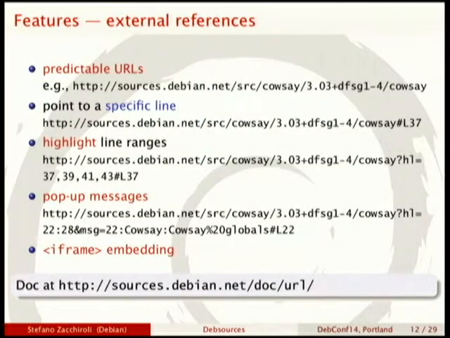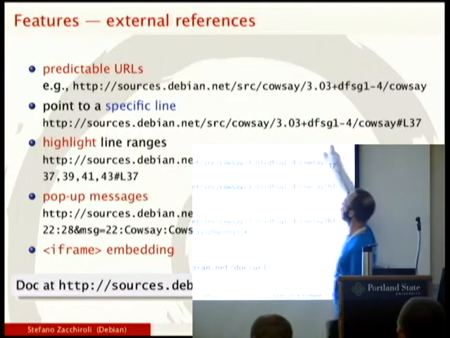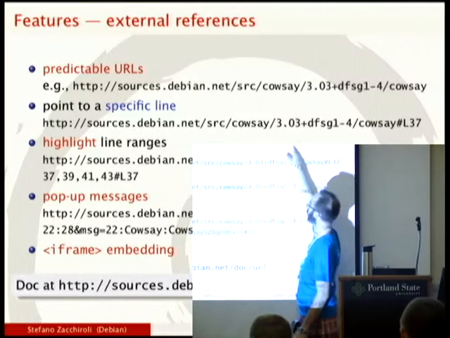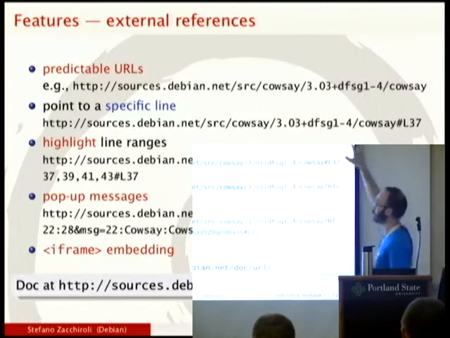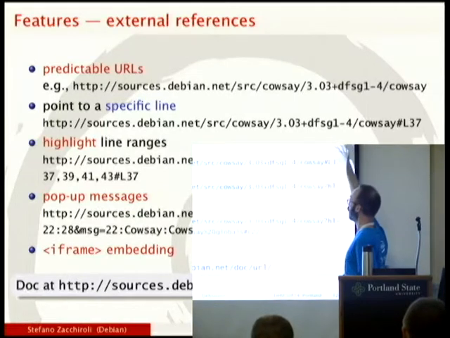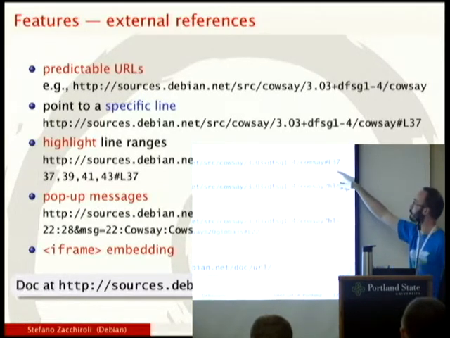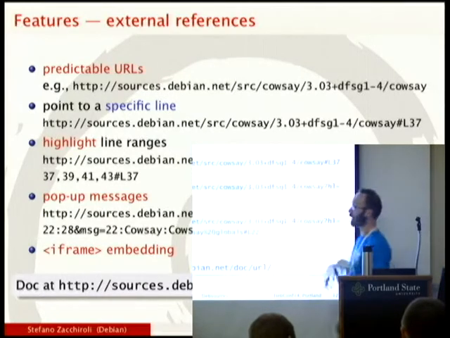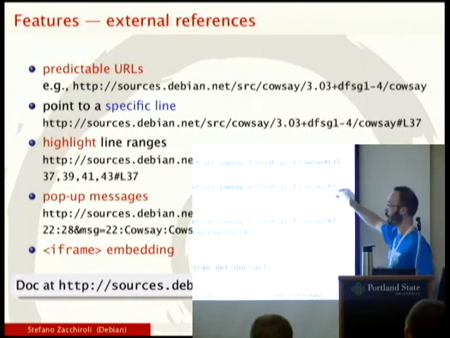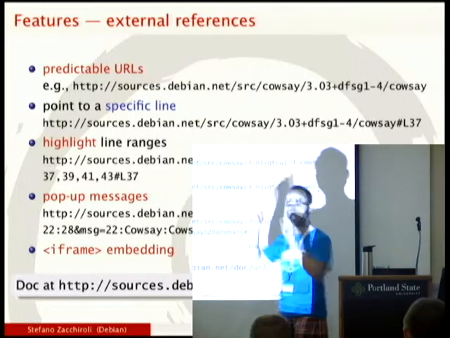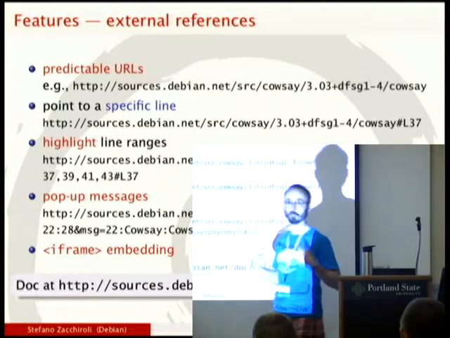Given that Debsources was meant to be used in collaboration with other tools, there is some sort of API to work with others. So a first kind of API is a URL mechanism which is guaranteed to be predictable. So essentially the URL here will always be produced this way, so you can point to a specific file in a specific version of a specific package, and this is the URL scheme that we were using now. You can point to a specific line with the sharp L37. You can highlight line ranges. So you can add stuff here, and it will point to a specific line and add some kind of highlighting to individual lines if you want to talk about them.